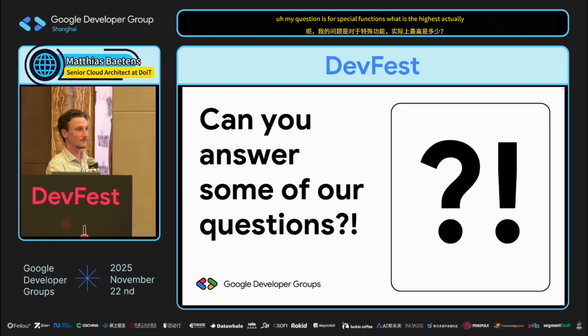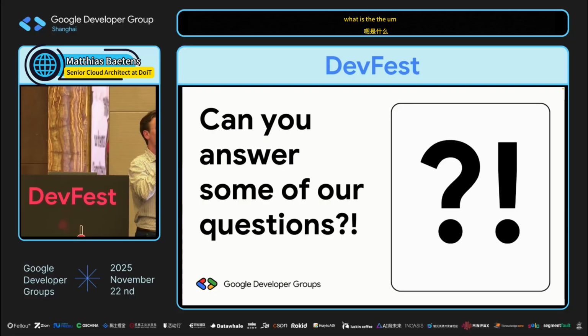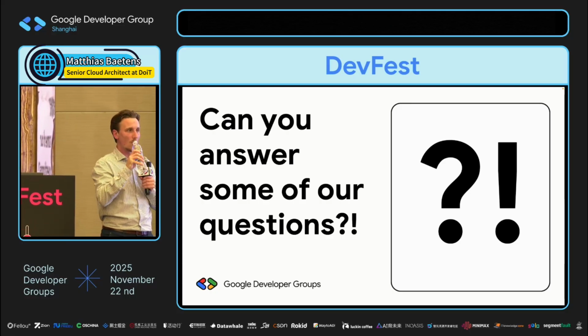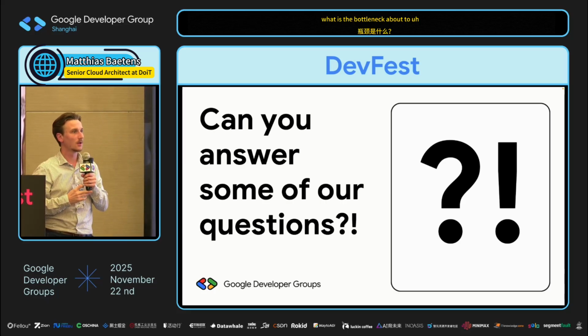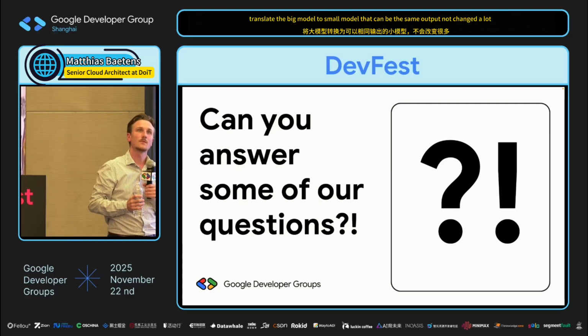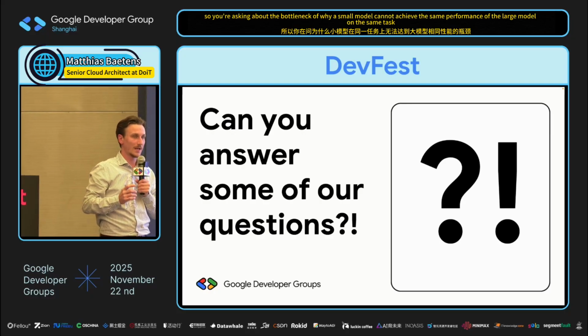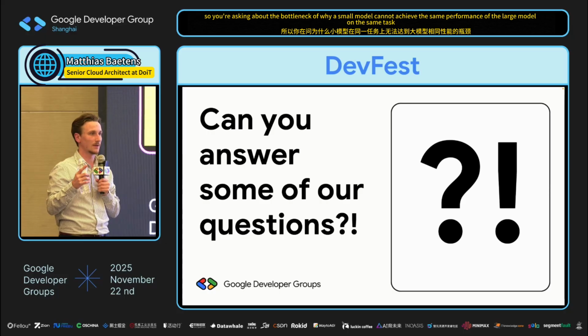My question is, for special functions, what is the highest accuracy that can be achieved through fine-tuning the model? What is the bottleneck about translating a big model to a small model that can give the same output, not changed a lot? So you're asking about the bottleneck of why a small model cannot achieve the same performance as the large model on the same task? Yes.